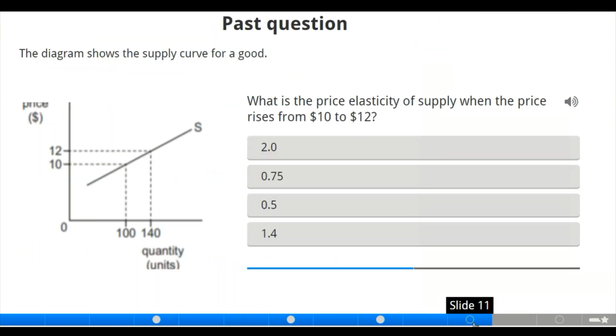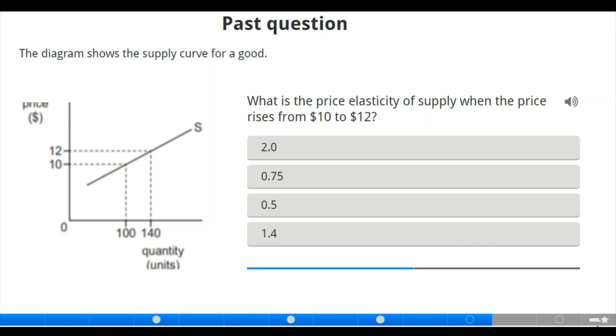Now moving to the next slide, there is also an activity here, also part of your past questions relating to price elasticity of supply. The diagram shows the curve for a good.